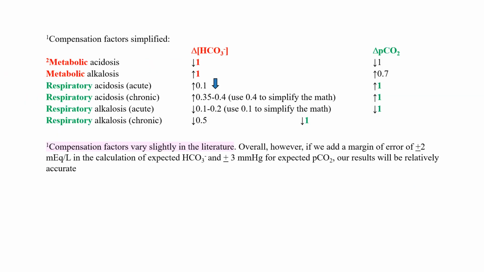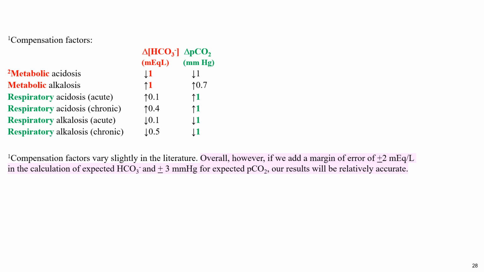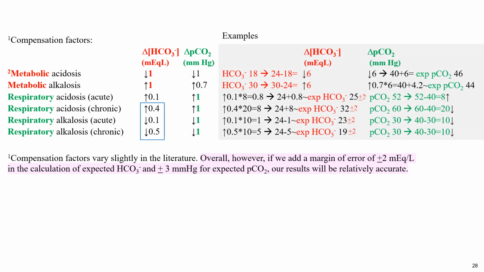Compensation factors actually vary slightly in the literature, as you can see a range here. For simplicity, we can just use these numbers and determine acid-base disorders. Overall, if we add a margin of error of plus or minus 2 in the calculation of expected bicarbonate and plus or minus 3 for expected PCO2, our results will be relatively accurate.